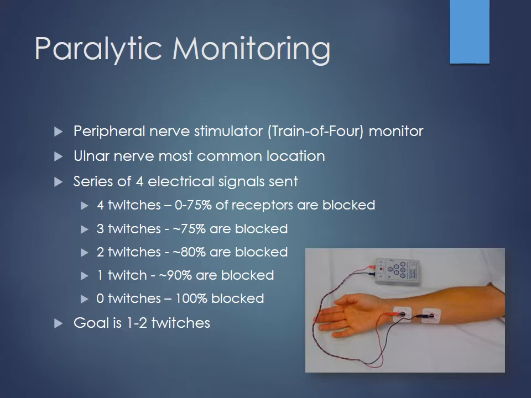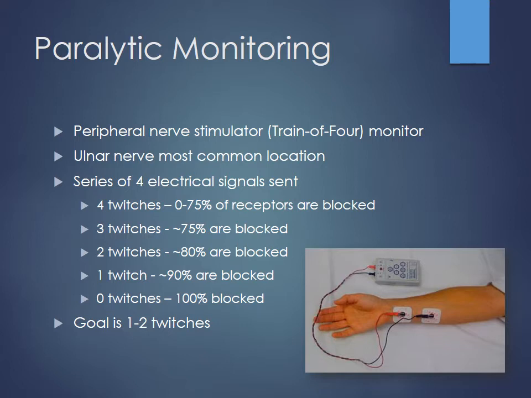But anyway, so you can determine how paralyzed a person is. If they have 4 twitches, then they have anywhere from 0 to say 75% of those receptors being blocked, right? If you only see 3 twitches, that could mean around 75% are being blocked. Obviously, 2 twitches, even more, so about 80% of those receptors. And then 1 twitch, 90%. If you see 0 twitches, that means the patient is very, very paralyzed, and they have 100% of those receptors blocked. So do you need the person to be 100% paralyzed? Most often not. Most of the time you can get away with 1 to 2 twitches, which is usually a pretty good level of paralysis.